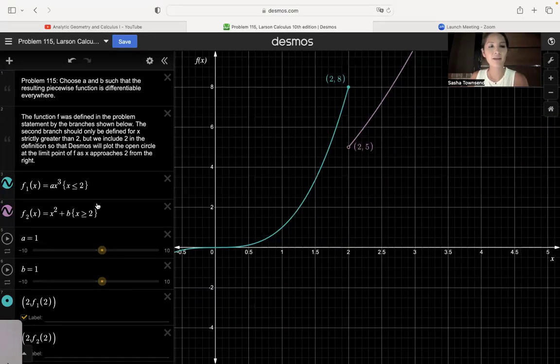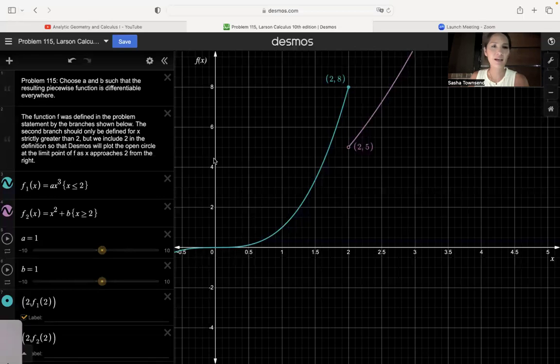Now you might notice that this says x greater than or equal to 2, meaning that the function is actually defined at x equals 2 by both branches. We actually don't want that to be true. We want this to be strictly greater than 2, but I needed to include the greater than or equal to sign so that I could plot that open circle at x equals 2, y equals 2 squared plus b. In this case, that's going to be 4 plus b in general.